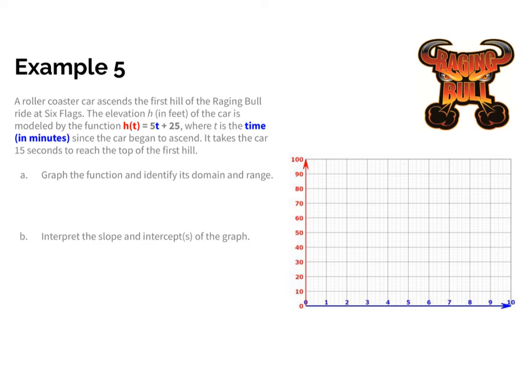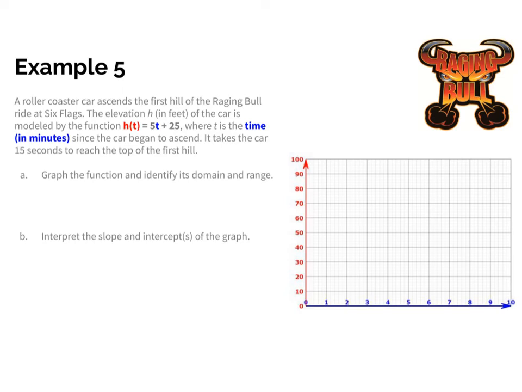So obviously time in minutes. So we have height in feet, time in minutes. And it says for the car to ascend the hill, which means to climb that first hill. If you guys ever been on that, that's when you leave the platform and you go tick, tick, tick, all the way up to that very first hill before you drop. It says it takes the car 15 seconds to reach the top of that first hill.